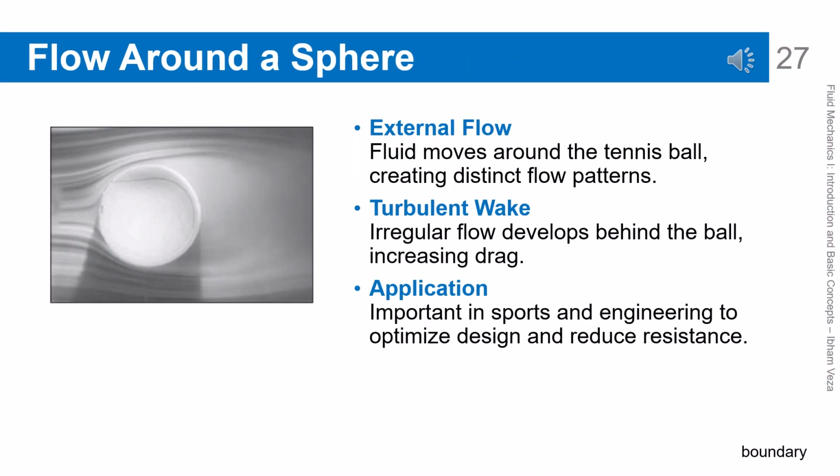Flow around a sphere. Flow around a sphere is a very common example of external flow. A turbulent wake forms behind the sphere and increases drag.